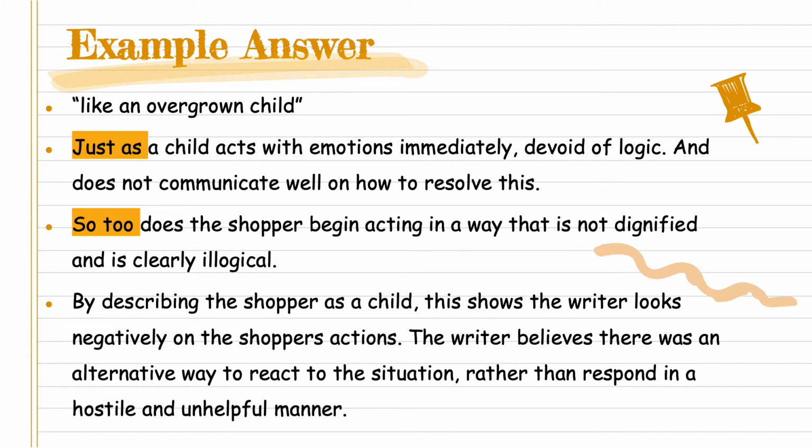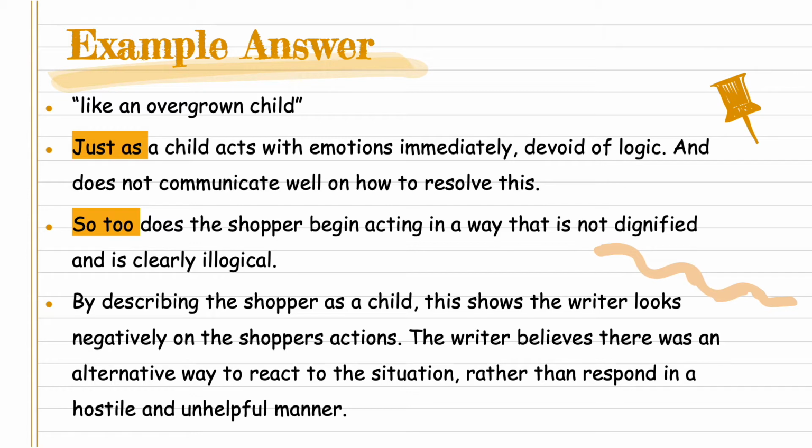Here is an example answer. So I have identified imagery like an overgrown child, and then I go on to just as. I need to describe the image, which is the child. So I say, just as a child acts with emotions immediately, devoid of logic, and does not communicate well on how to resolve this, I've done that. I found the connotations of what a child would act like and I've put them in. I now need to link it back to the subject of the paragraph, the subject of the sentence. So I say, so too does the shopper begin acting in a way that is not dignified and is clearly illogical. Now this would not be enough to get us a second mark.